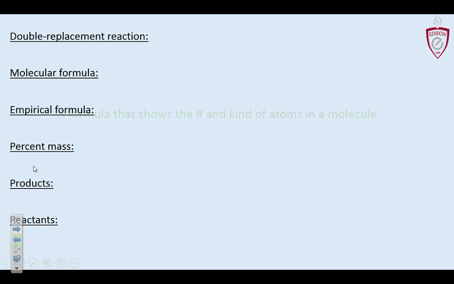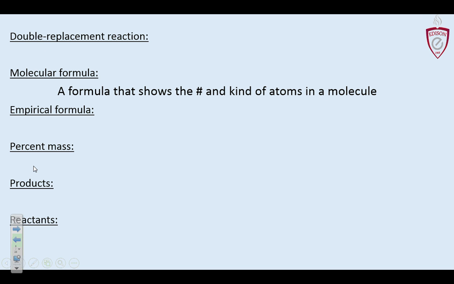Yep, double replacement. So molecular and empirical formulas are an interesting part of this unit. Molecular formula is like the straight-up formula for the real molecule. Like H2O is H2O because we scientists figured out that the hydrogen and oxygen form in a 2-to-1 ratio.